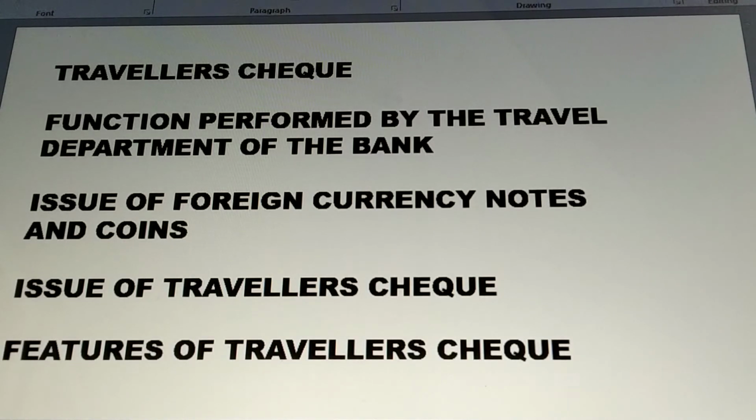Moving on to the next topic, issue of traveler's check. How do banks issue traveler's checks? What are the certain things the bankers have to keep in mind while issuing traveler's checks?